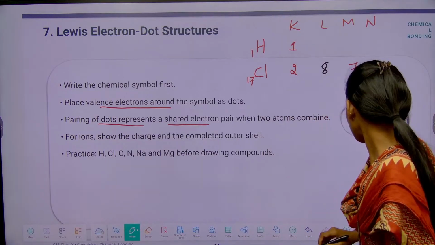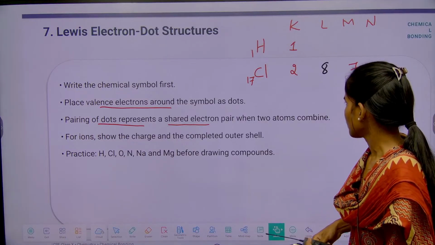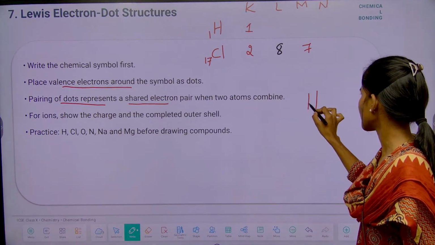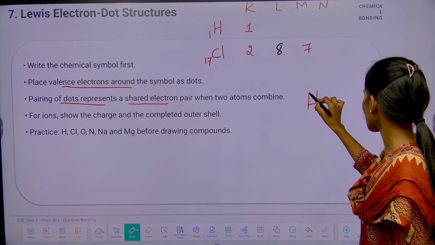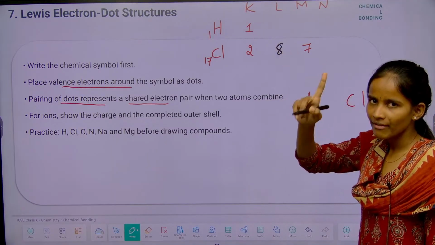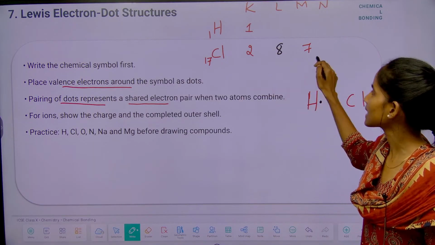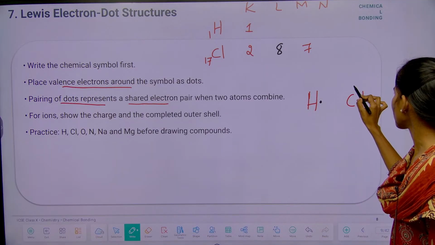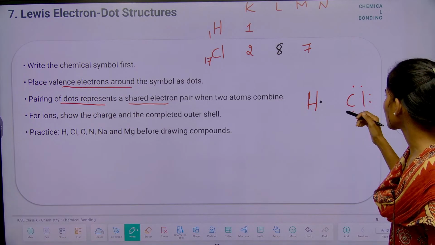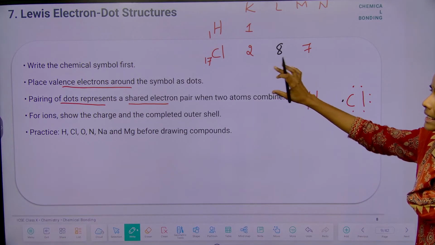So what will hydrogen and chlorine do? First we have to write the symbols of hydrogen and chlorine. How many valence electrons are there? Only 1 valence electron for hydrogen, so I will represent it here. In chlorine 7 valence electrons are there, so we represent those 7 valence electrons here: 1, 2, 3, 4, 5, 6 and one last electron I am mentioning here. So total 7 electrons. This is the Lewis dot structure.